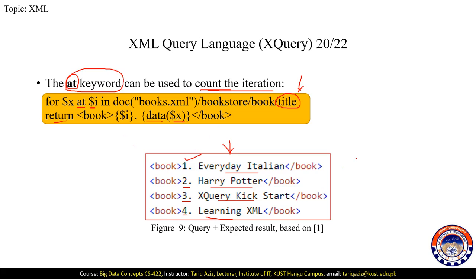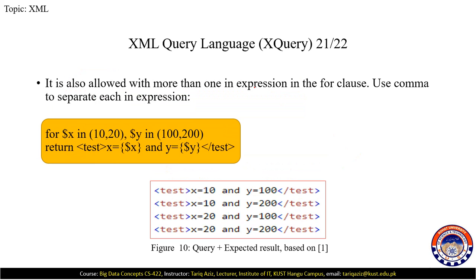Okay, now dear students, here it says that it is also allowed to use more than one in expression in the for clause. So it's very simple. It says that with for you can use multiple in. So this is the first in, and this is the second in, but you have to separate them with a comma.